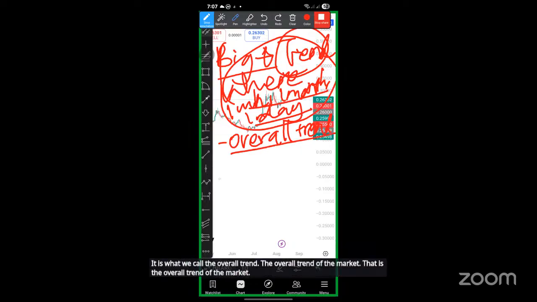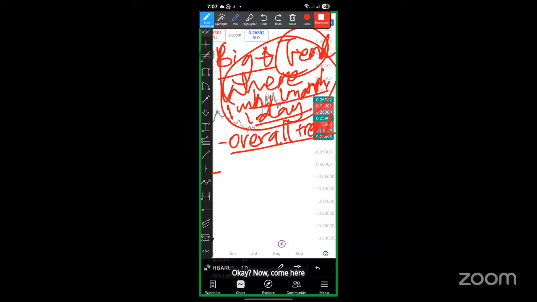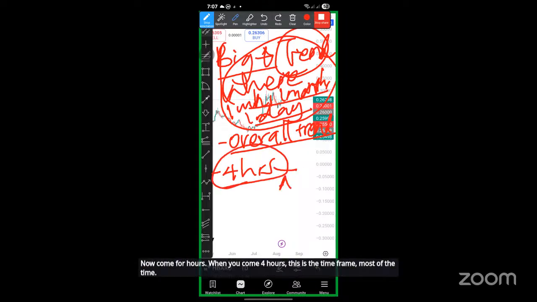Okay. Now come here and look at what is happening in 4 hours. When you come to 4 hours, this is the time frame in which we make our analysis most of the time.